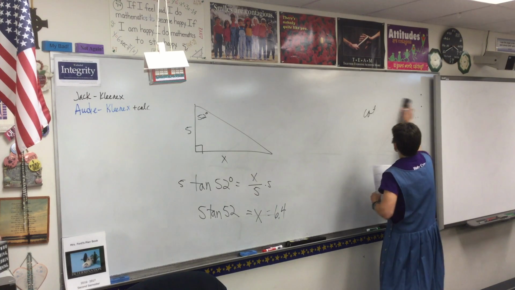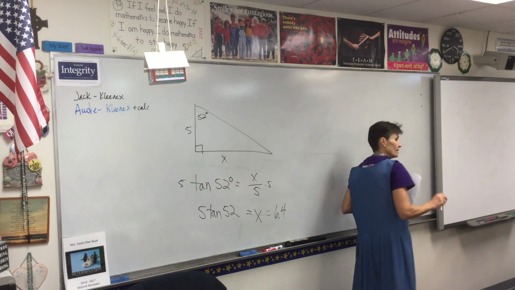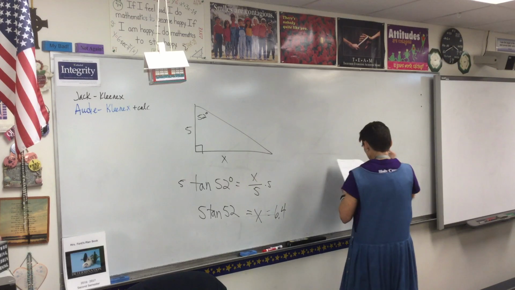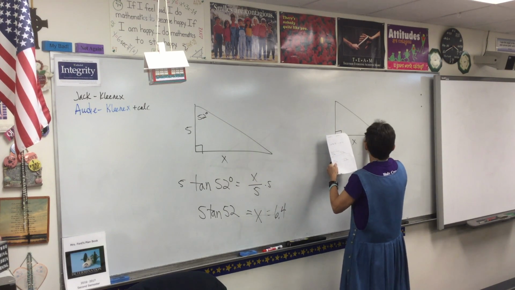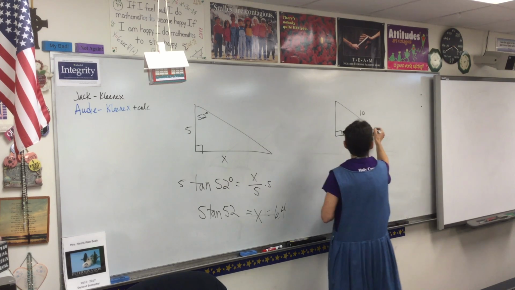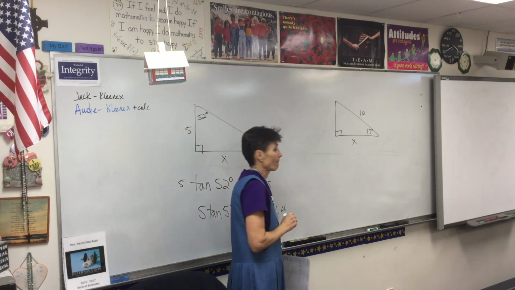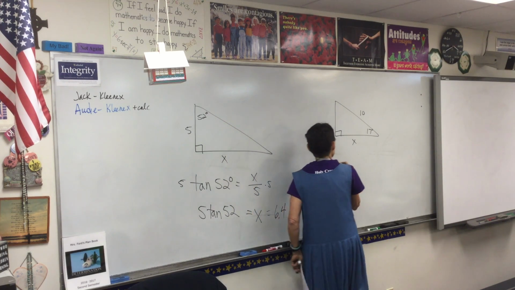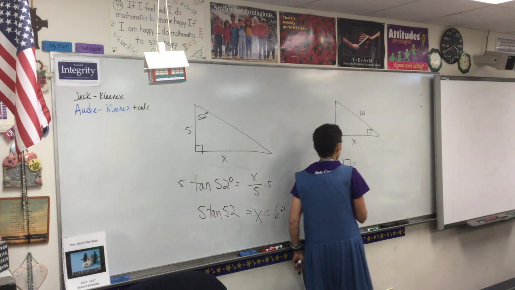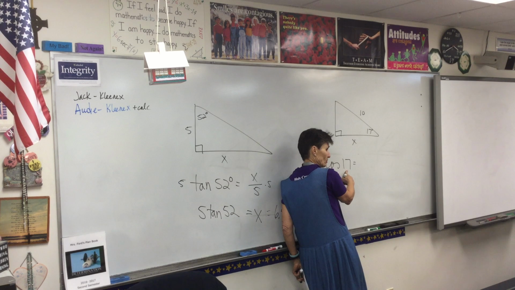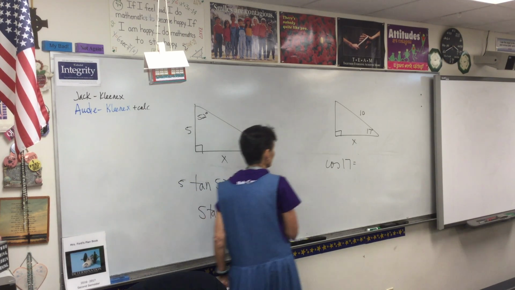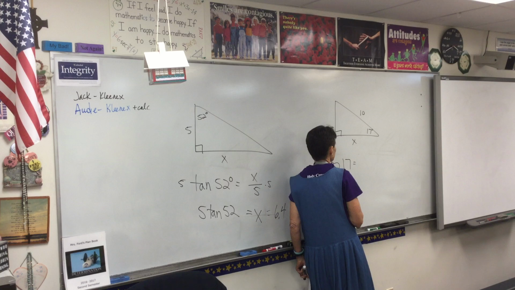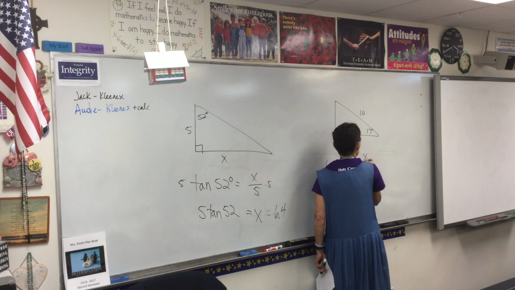Alright, let's see. Maya, what kind of equation would you set up for this one? Cosine 17. Remember, whatever function you use, the angle goes with that. So it's cosine 17, just like it was tan 52. The angle goes with the function, sine, cosine, or tangent. Adjacent over hypotenuse.